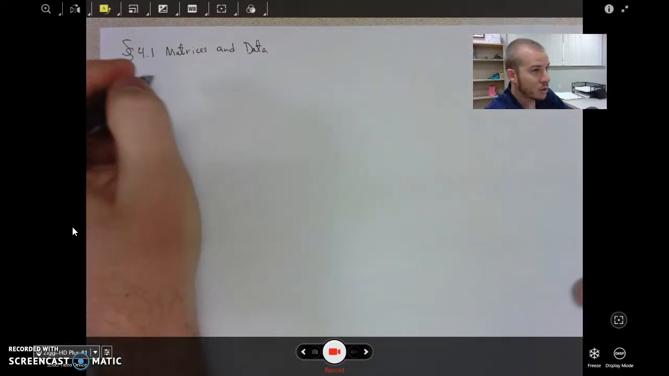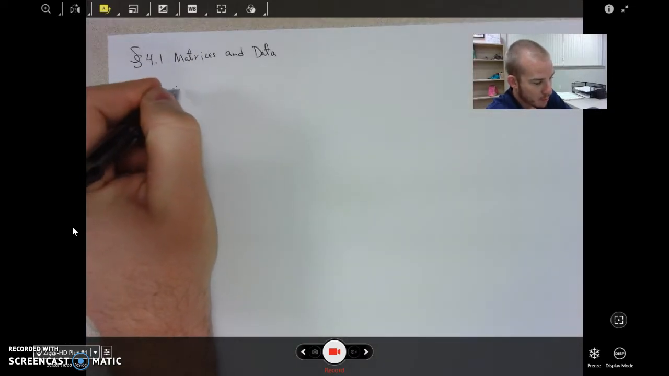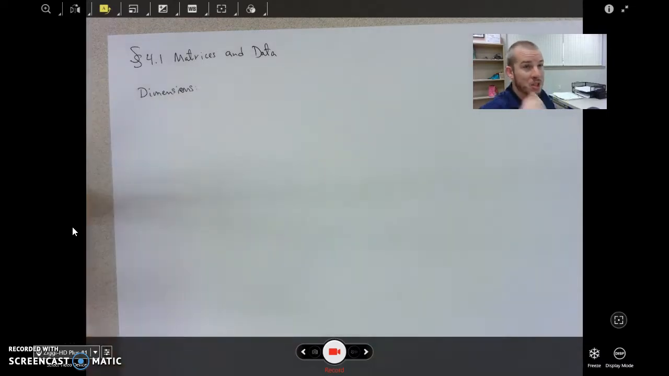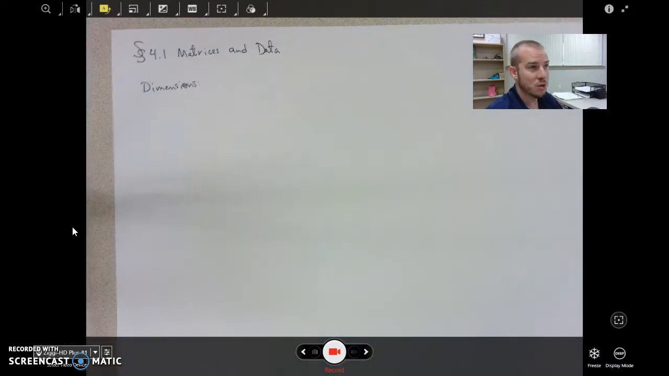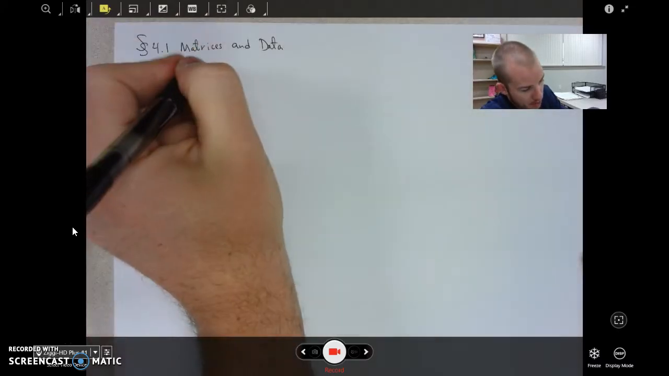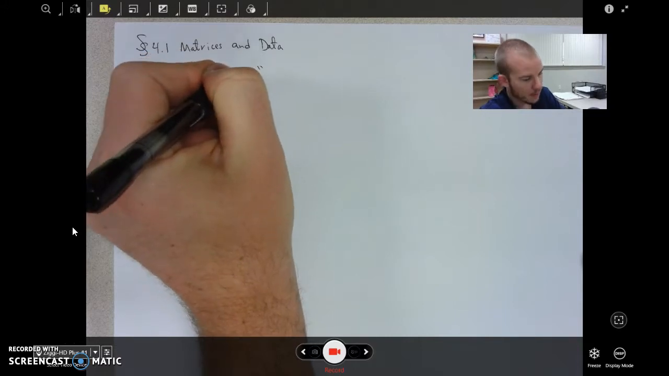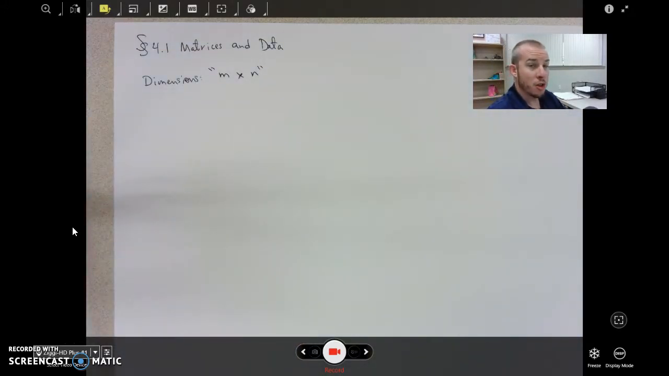The number one thing that I'd like you to know by the end of this is what are the dimensions of a matrix. You must be able to determine the dimensions of a matrix immediately. As soon as you see a matrix, you should be able to tell its dimensions. Now, the dimensions of a matrix are m by n. The dimensions are extremely important. You must know this about them.